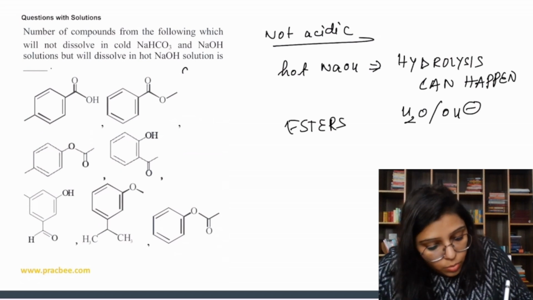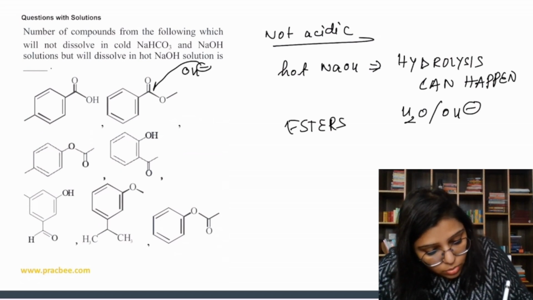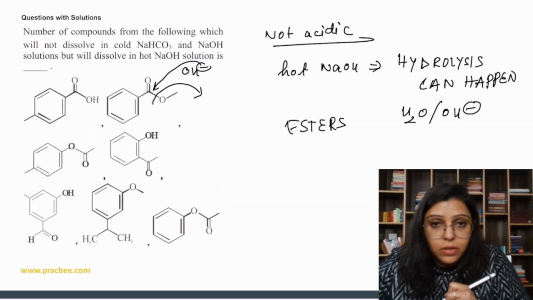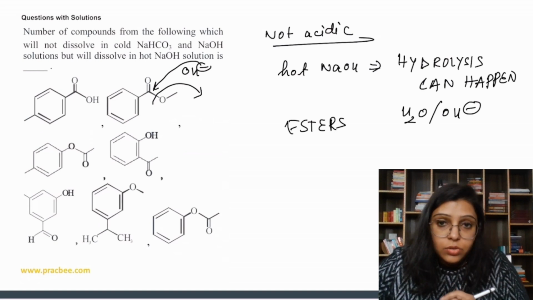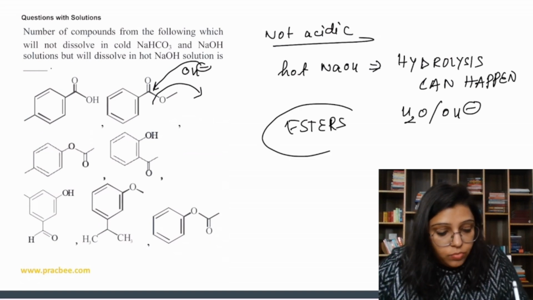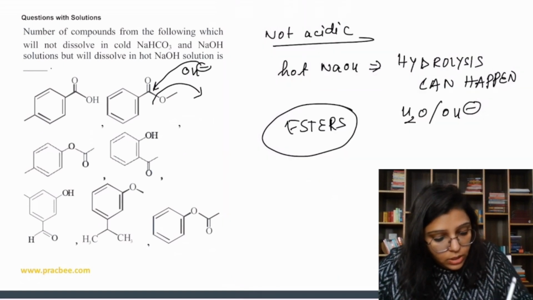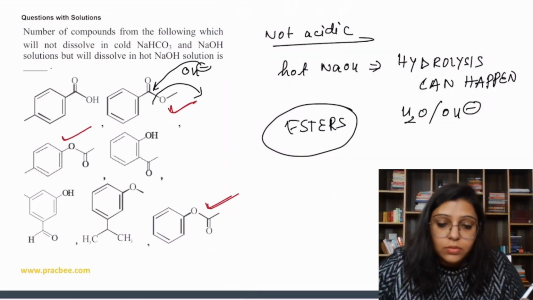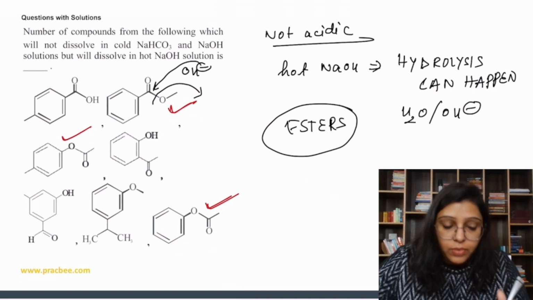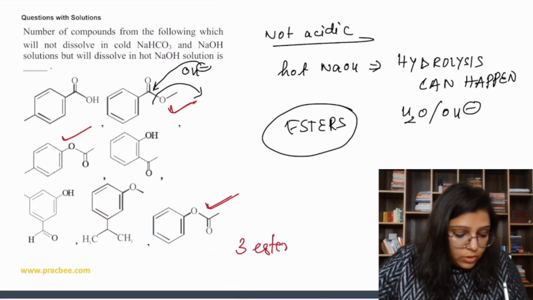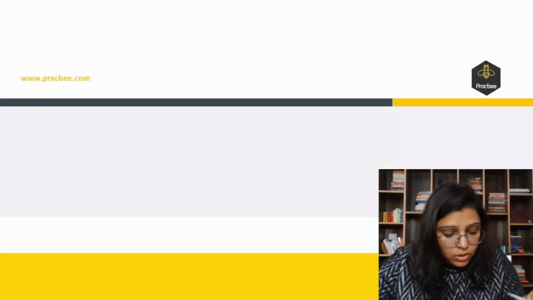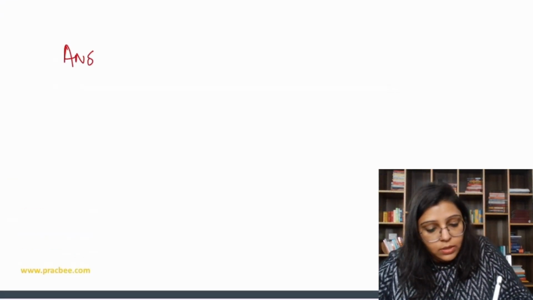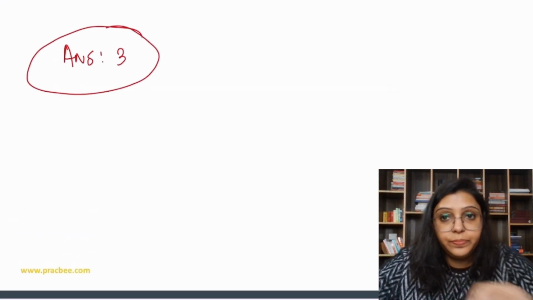Because what happens, OH minus can attack onto this carbon and OCH3 leaves, right? So we should be having ester. So we have to look for ester. So see, here ester is present, here ester is present, here we can have ester. Okay? Only we have 3 esters. So 3 esters means total compounds. So that is going to be 3.